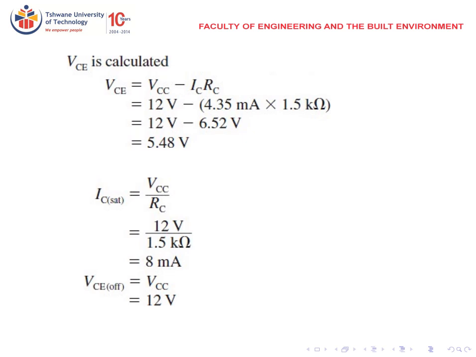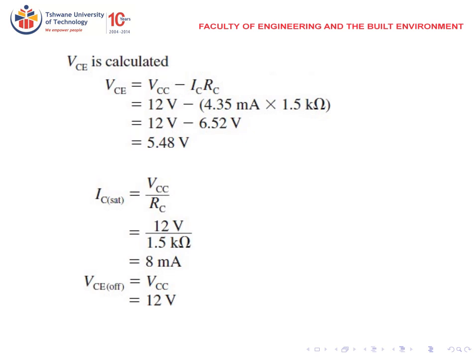Where do we get this formula? It's the same as the formula we used above for VCE. But remember, at saturation, VCE is equal to 0. So if VCE is equal to 0, what will be the value of IC? You take the VCC to the other side, then divide it by RC. Then it gives you 8 milliamperes.